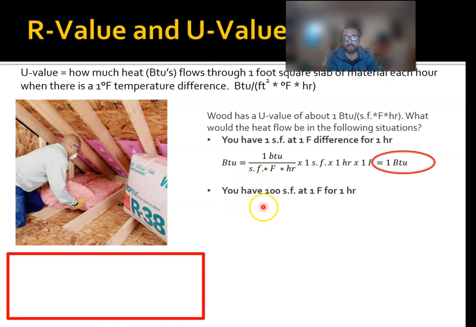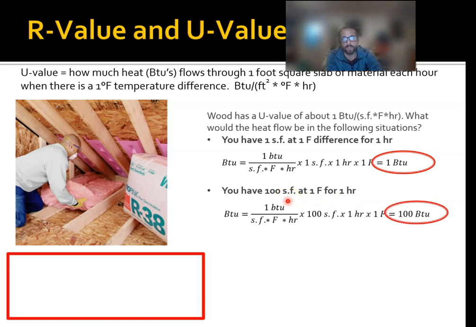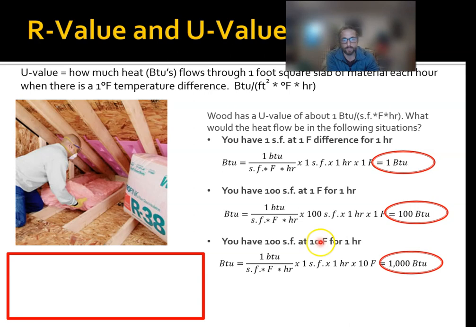What if we have the same thing, a U of 1, everything else is the same, but we increase to 100 square feet? So you may guess, you do the math, it's going to be 100 times bigger, or 100 times the BTUs. What if we take that same 100 square feet, remember we're a U factor of 1, now we increase the delta T to 10 degrees Fahrenheit for 1 hour, all right? So we've basically taken this and made it for 10 degrees instead of 1 degree. You can do the math, or you probably can do this in your head. It's going to be 1,000 BTUs, right?